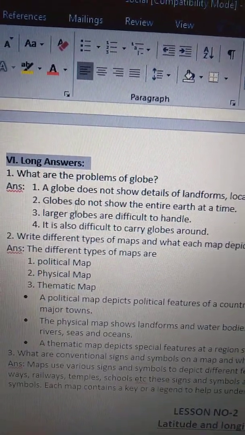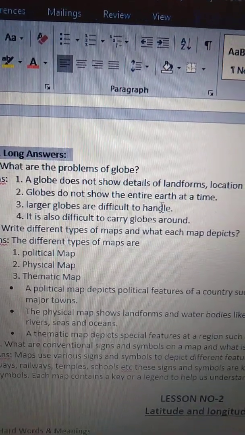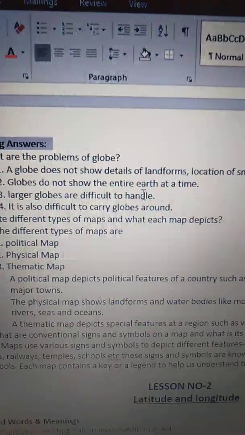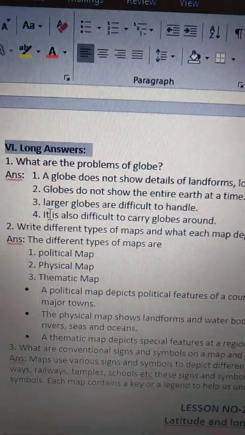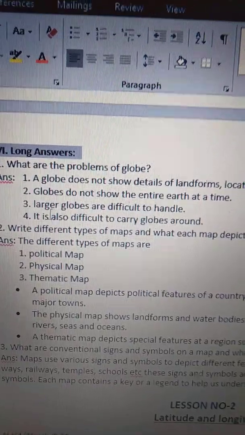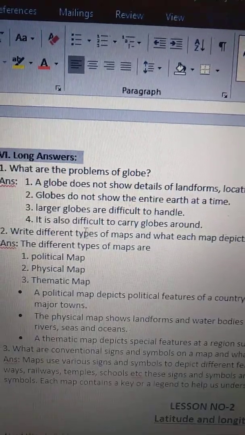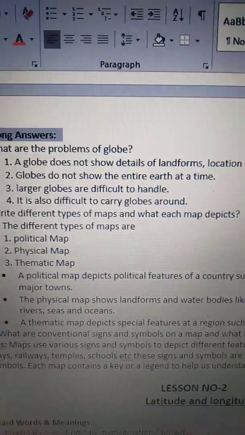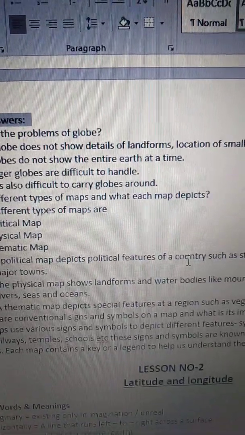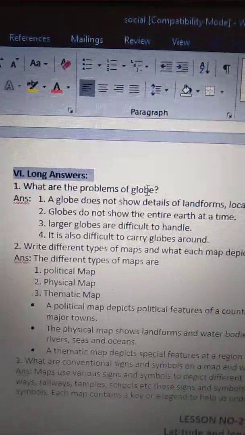Second one is globes do not show the entire earth at a time. We have to rotate the globe. Third one, larger globes are difficult to handle. Fourth one, it is also difficult to carry globes around. So these are the problems of globe.